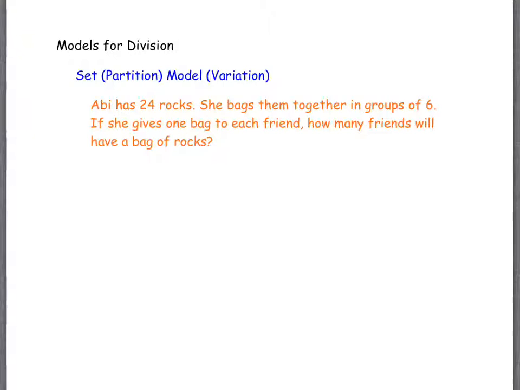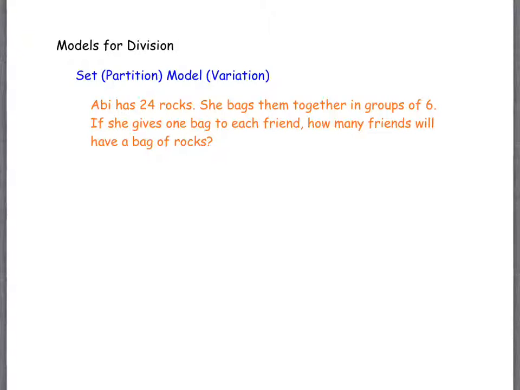This is the set partition model variation. So the book that I've used before doesn't call this a partition, but this is a variation that your book is going to give you. So this one instead has Abby has 24 rocks. She bags them together in groups of 6. Do you hear the difference? What's the difference on this one?